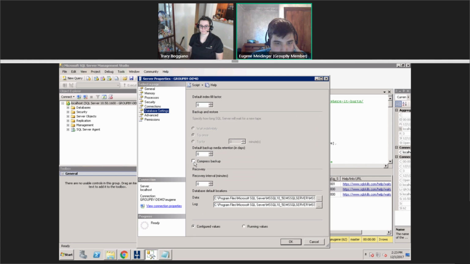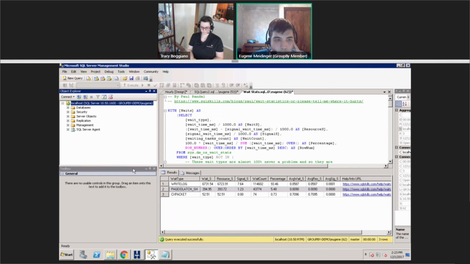Database settings. Compressed backup. This is nice because I've seen a 5x or 10x improvement in the size of the backups just by enabling this. And again, you're trading CPU for disk space. This is one of those lists of things that is a one-off. You have your checklist, you do it, and you're good.